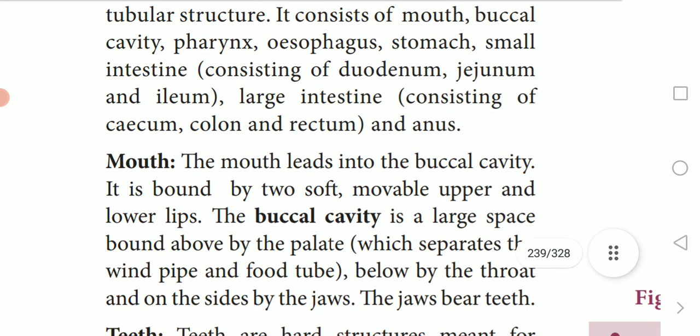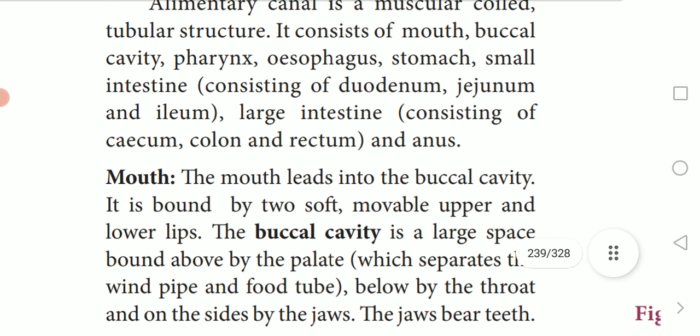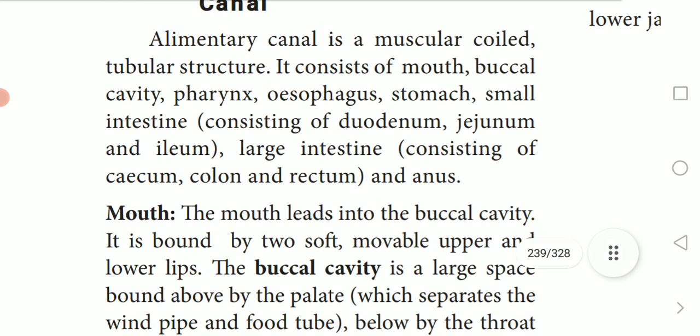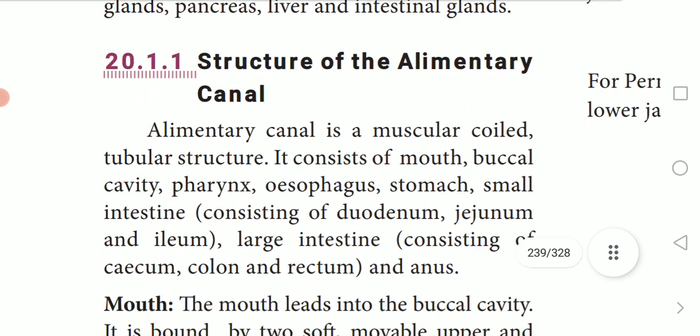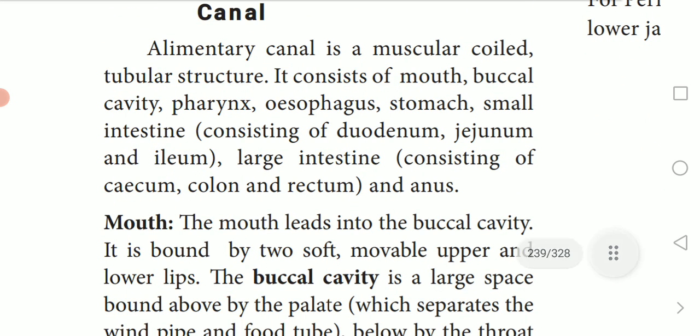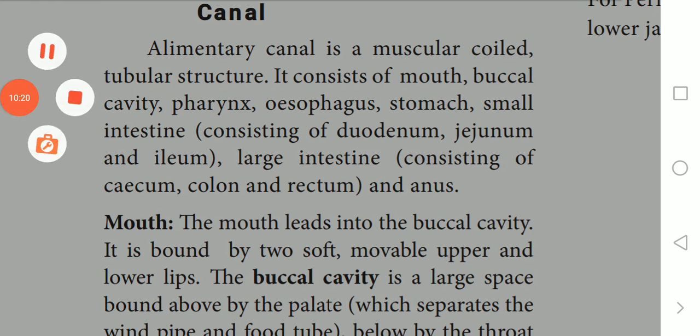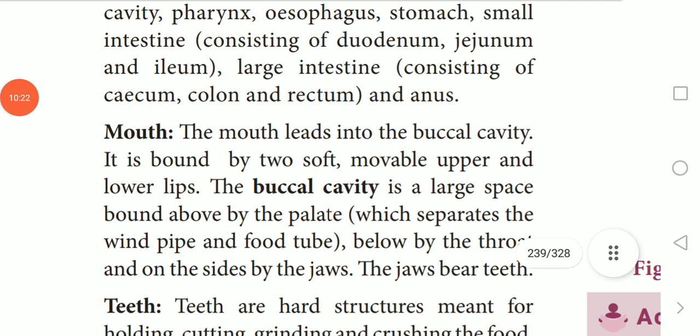The large intestine consists of cecum, colon, rectum, and finally the anus. So these are the parts present in the alimentary canal. That's what we are seeing in the diagram of the human digestive system. Here we'll see them one by one.